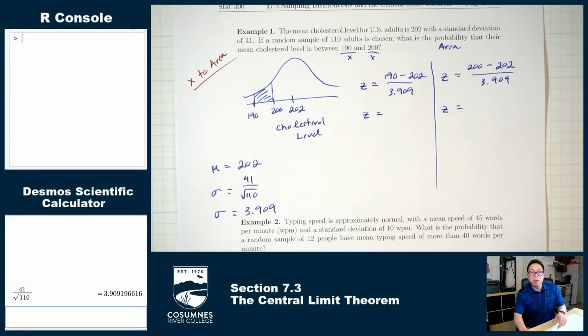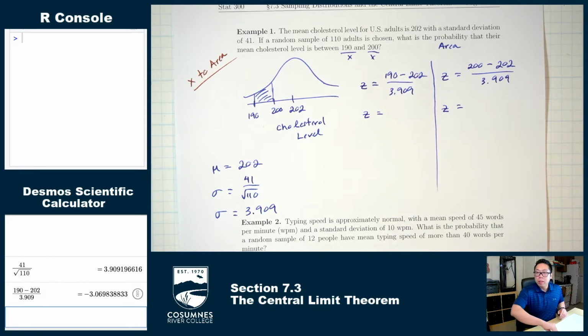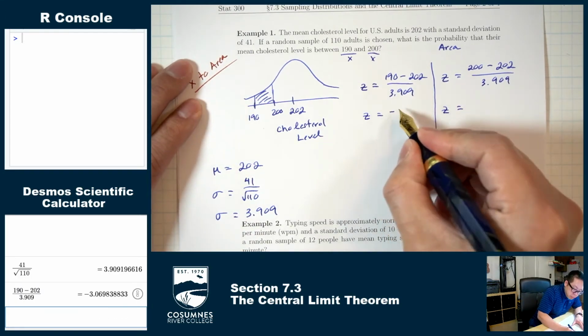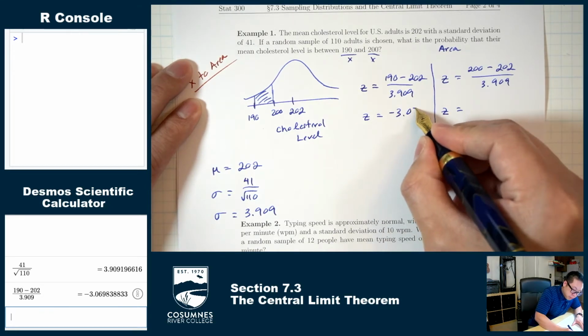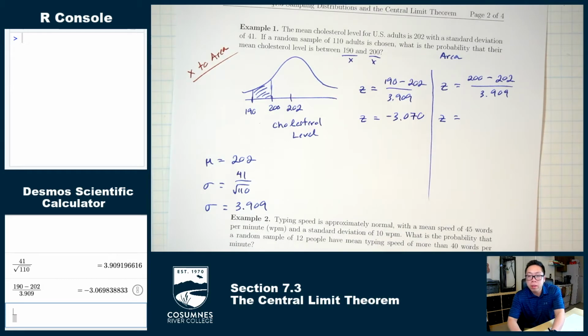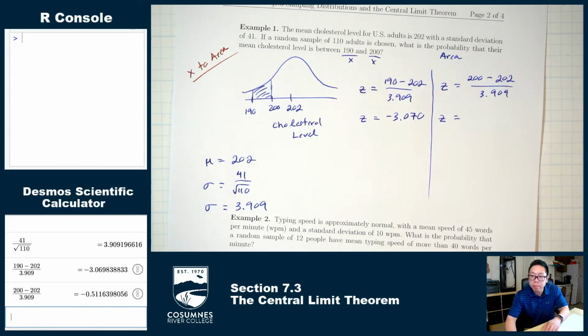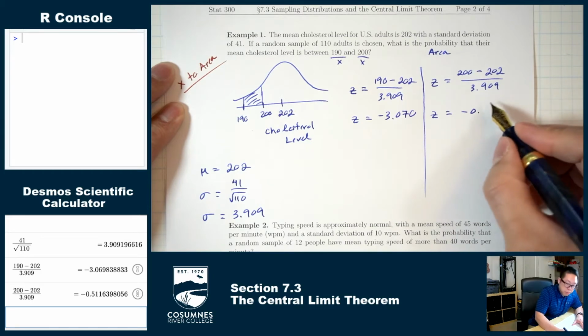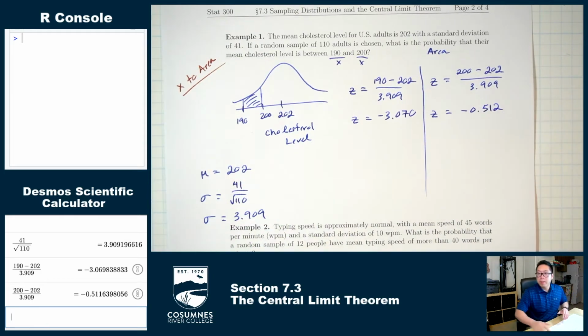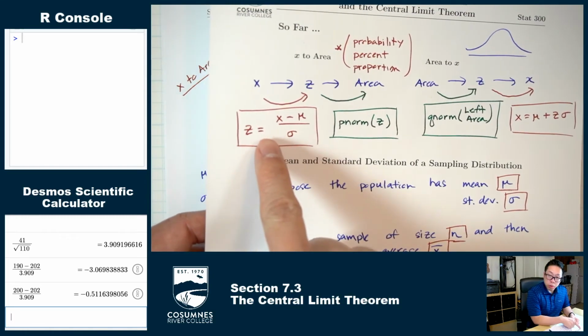Okay, so let's do both of these on the calculator. First one, 190 minus 202 on top, divided by 3.909, negative 3. Rounded to 3 decimal places here is 0.70. The other one, on top 200 minus 202 divided by 3.909, negative 0.512. Okay, we just did the z-score formula for both my x's.